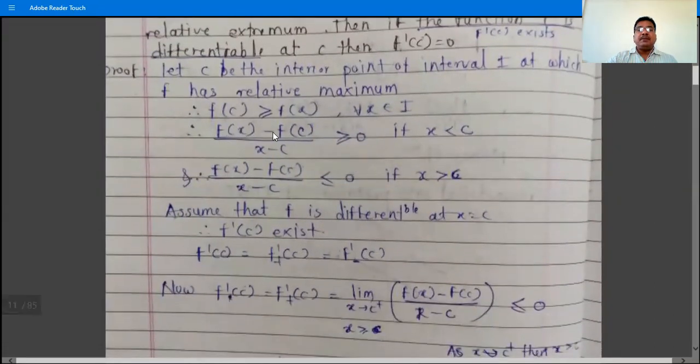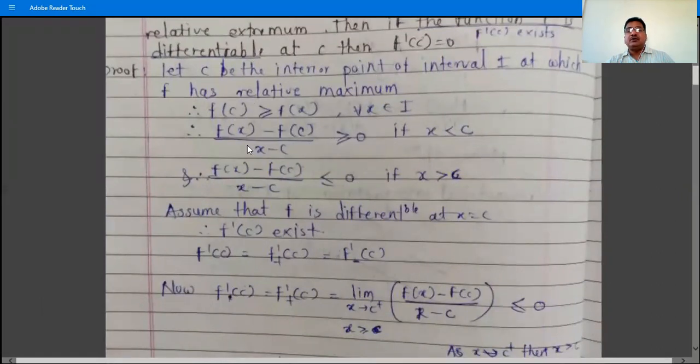And therefore f of x minus f of C divided by x minus C is greater than or equal to 0 if x is less than C. That is, if x is less than C, then x minus C is negative, and here f of x is less than f of C. Therefore f of x minus f of C is less than 0. A negative quantity divided by a negative quantity gives a positive. And if f of C and f of x are the same, then their difference is 0.